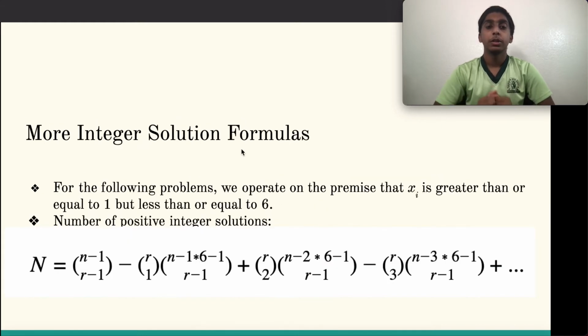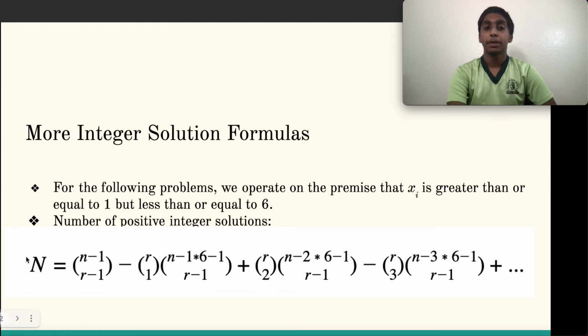Okay. So for the following problems, we operate on the premise that x sub i, so any x value, is greater than or equal to 1, but less than or equal to 6. So the number of solutions N is equal to r minus 1 choose n minus 1, minus n choose 1 into r minus 1 times 6 minus 1 choose n minus 1, plus n choose 2 into r minus 2 times 6 minus 1 choose n minus 1, minus n choose 3 into r minus 3 times 6 minus 1 choose n minus 1, and so on.